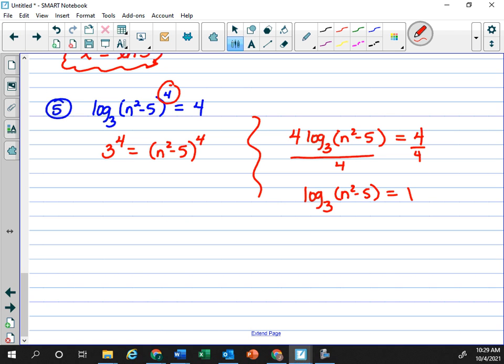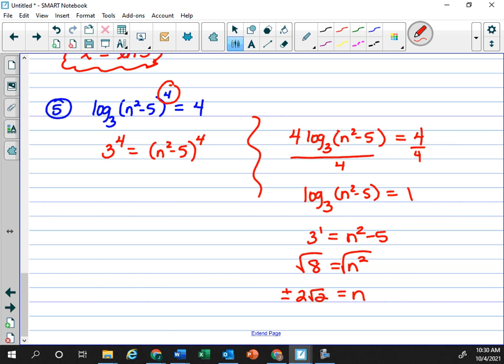So this one I could just write as 3 to the 1st equals n squared minus 5. And then how do I solve? Plus 5, so we'd be at 8 equals n squared. Still have your plus or minus to deal with here. How do I solve that? And what does root 8 simplify to? Okay, good.